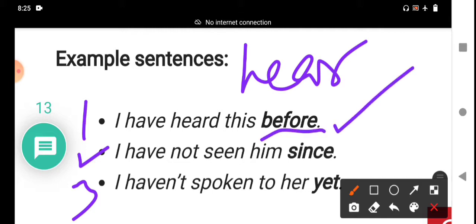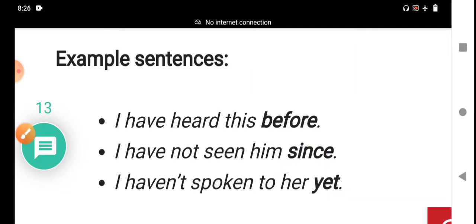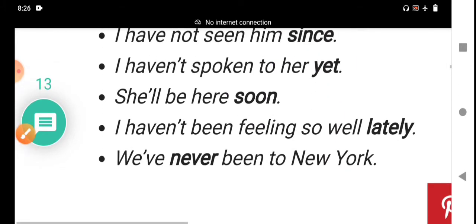I have not seen him since. Since, in a present perfect negative sentence, marks a point of time; it is an adverb of time. I have not spoken to her at this time. Both are adverbs of time used in the present perfect tense, either positive or negative. Through these examples we understand, my dear students, and then some more examples.